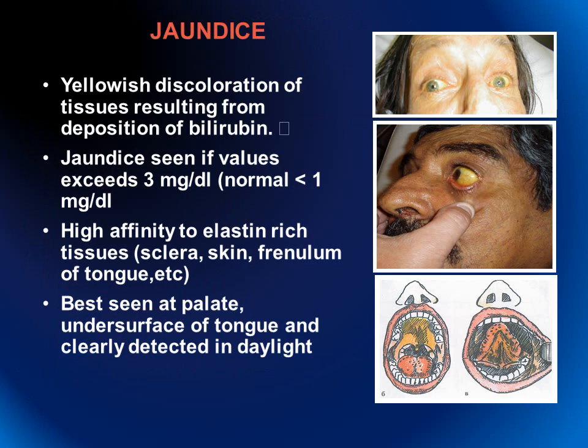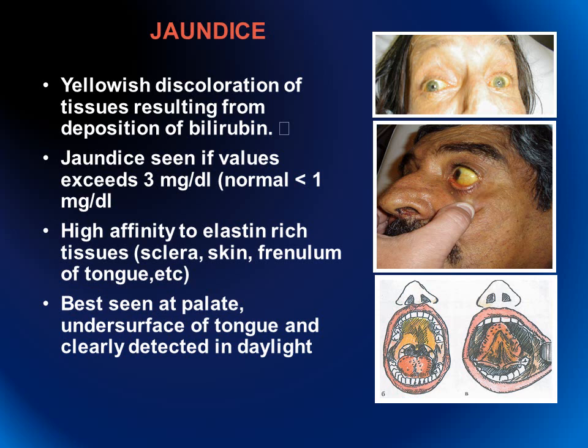Jaundice or icterus is yellowish discoloration of tissues. It is caused by increased plasma concentration of bilirubin. According to the cause, the following types of icterus can be distinguished: prehepatic or hemolytic, hepatic or hepatocellular, and posthepatic or obstructive. Jaundice is seen if values of bilirubin exceed 3 milligrams per deciliter.